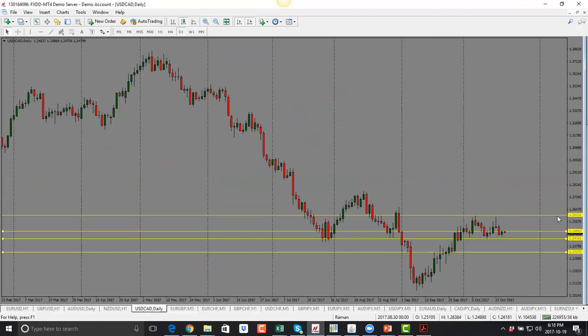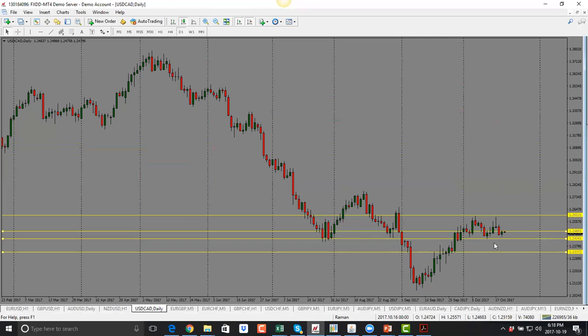Dollar CAD. Dollar CAD had a small move. It doesn't look like it's more like a pullback. So the bias here is still to the downside. And this is where the commodity currencies are not aligned at the moment. They're all moving in their own directions. So just be mindful of that, and they could have an impact on each other.